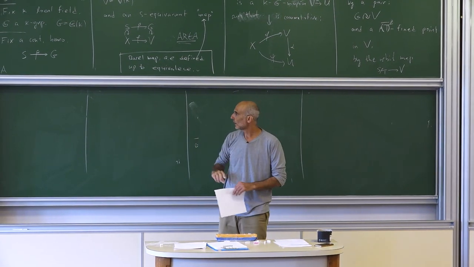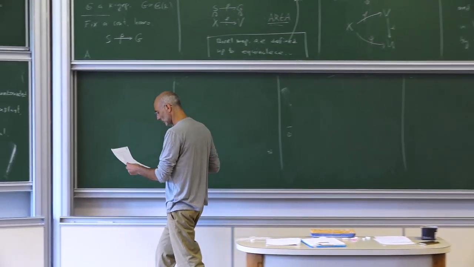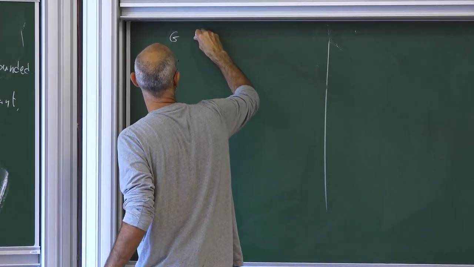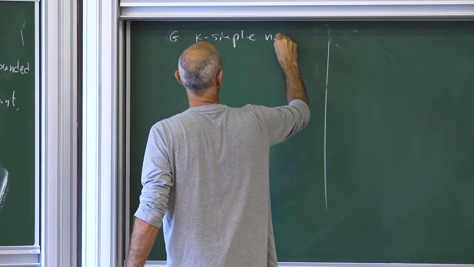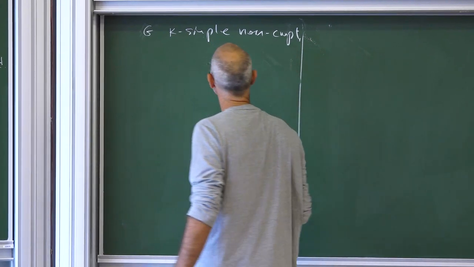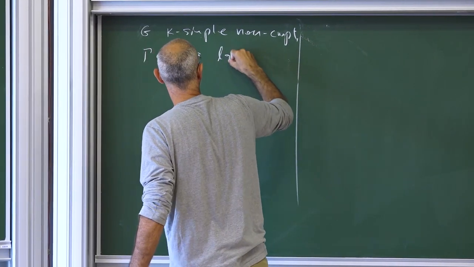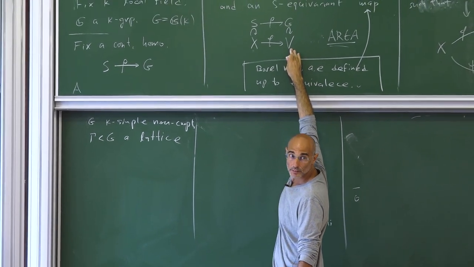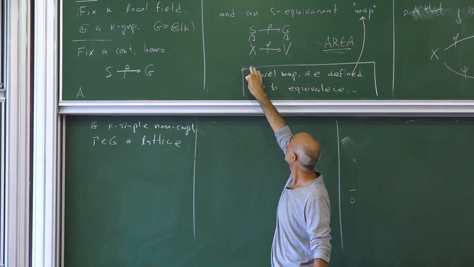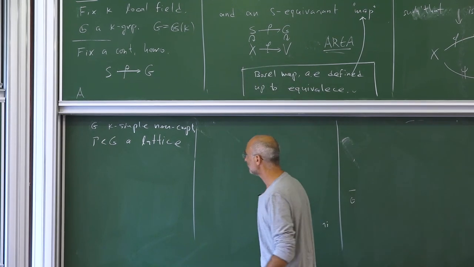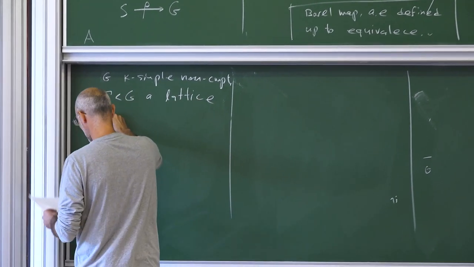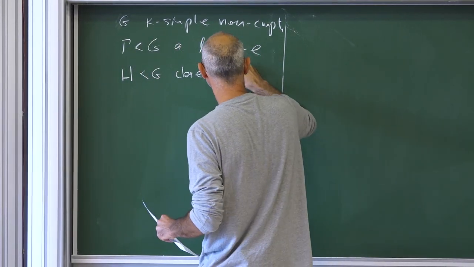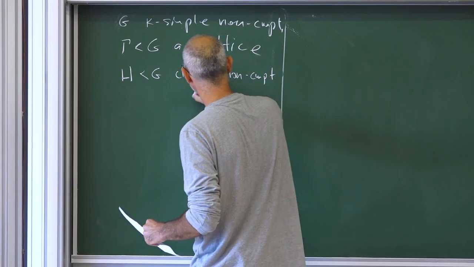Sometimes we do, and this is when we have lattices in classical groups. So now, G, say, a simple non-compact group over K, and gamma inside G a lattice. I told you always that there is the ergodic theoretical side and the algebraic geometric side. Now I'm about to confuse the two. I'm about to put some algebraic data over here. H inside G, a closed, not necessarily algebraic, closed non-compact subgroup.